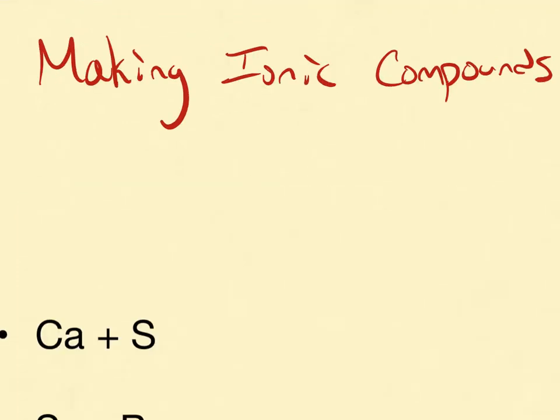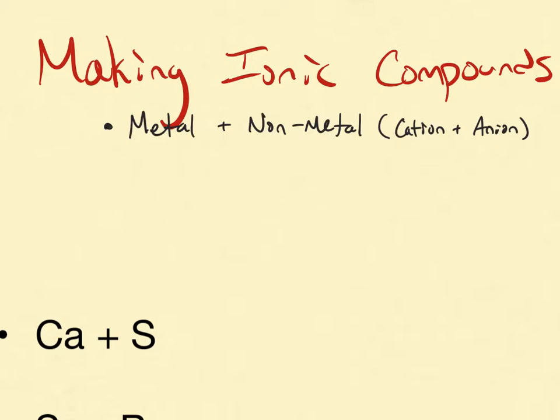So this last activity that we're going to do for this first video is make some ionic compounds. There's a couple of things that you need to keep in mind before you've finished your ionic compound. First of all, ionic compounds are always drawn with the metal first and the nonmetal second, or the cation first and the anion second. This is important because if you do it the wrong way, it's wrong. You always put the cation first, the anion second.